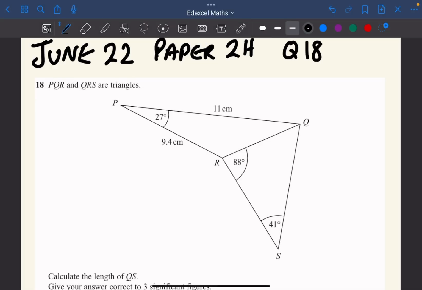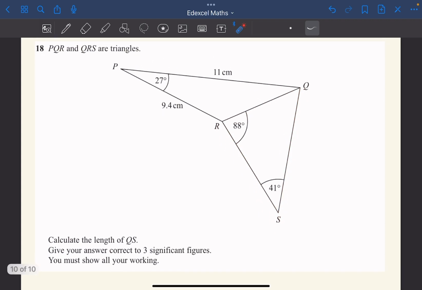Guys, so we got the June 22 paper 2H calculator paper question 18. The question says PQR and QRS are triangles. Calculate the length of QS. So it wants us to find the length of this. Give your answer correct to 3 significant figures and show all your work.